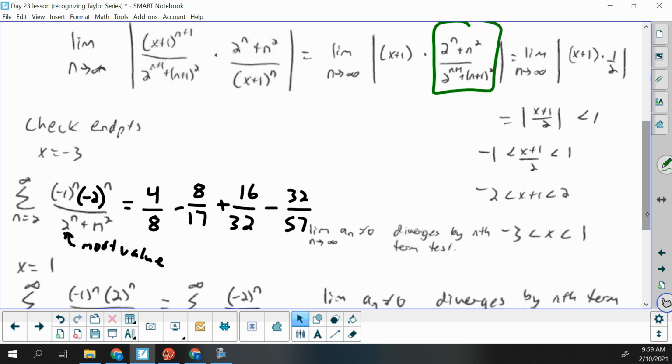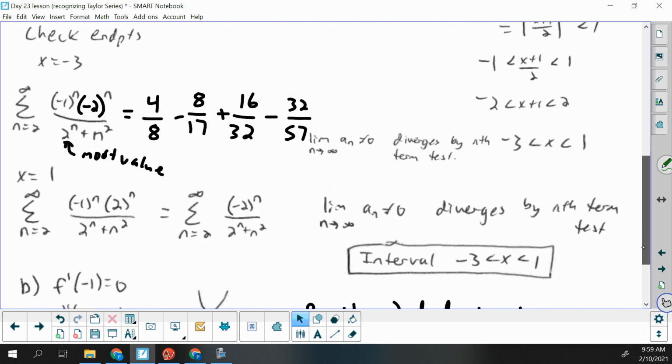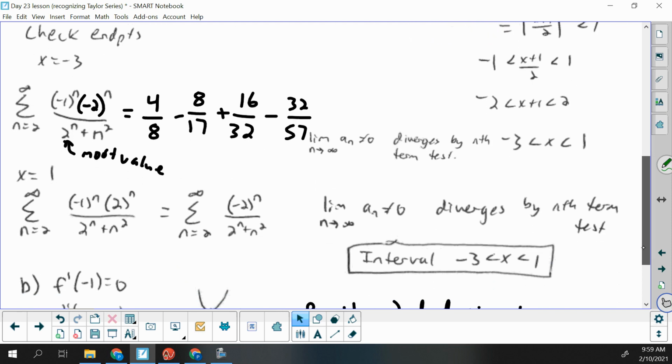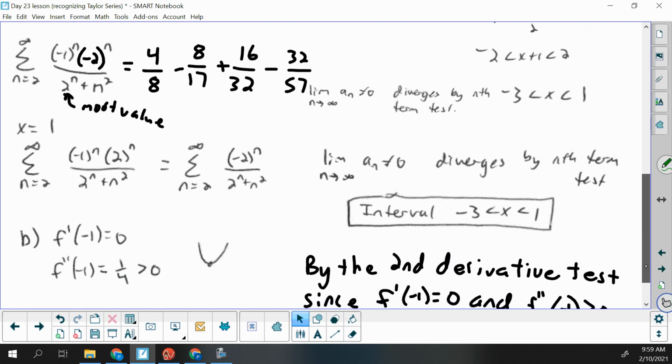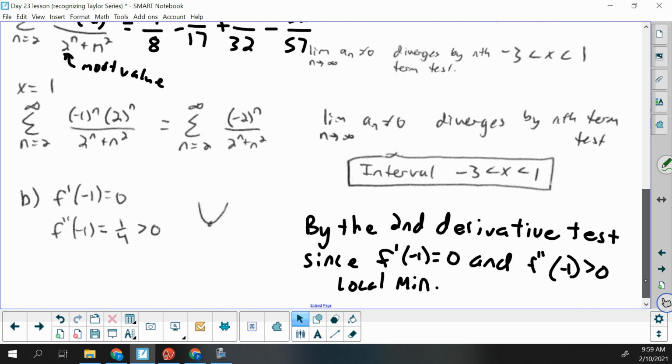So notice we're at a half, a little less than a half, back to a half, but now we're more than a half. So we are growing eventually. We're not heading towards 0, so this would diverge by the nth term test. And it's a similar idea when you end up subbing the 2 in. So you just don't include the -3 and the 1 in your interval.